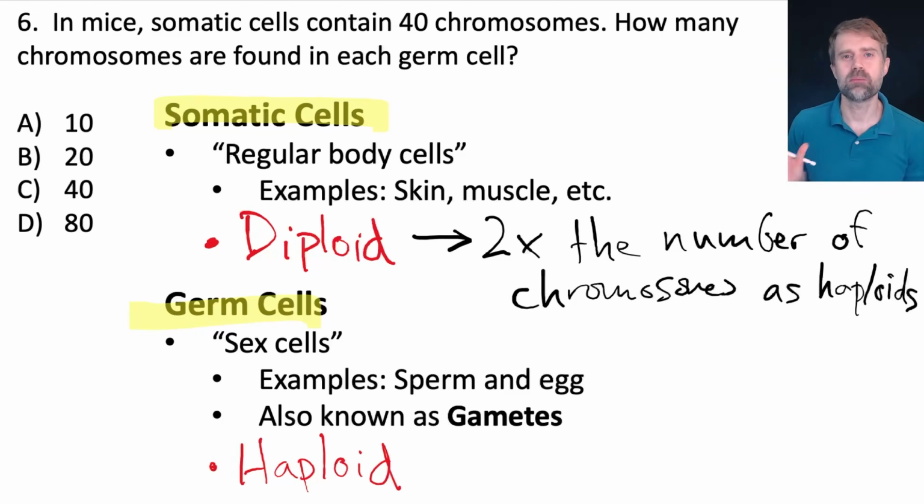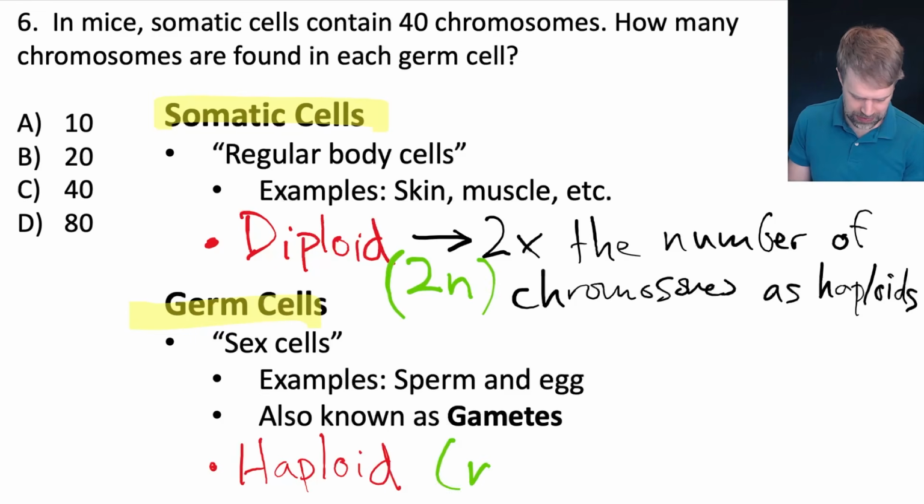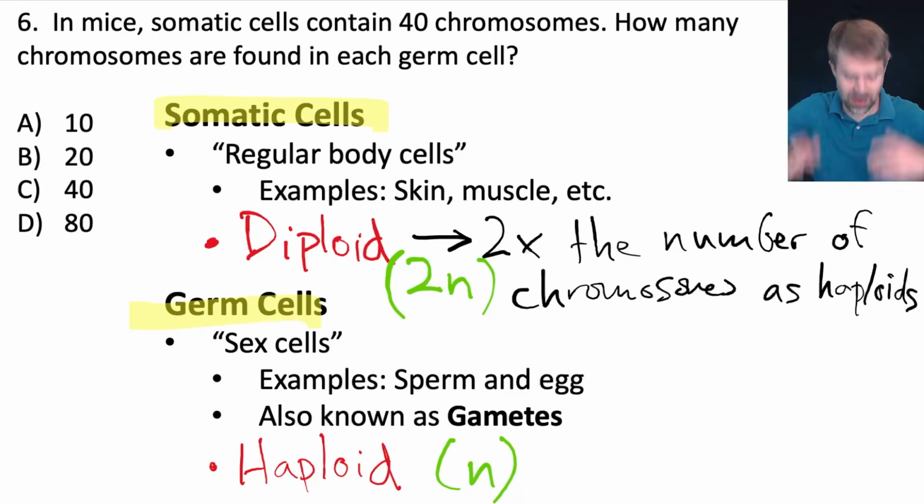And sometimes we use a little math to show this. We call diploid 2n, and we call haploid n. So whatever haploid is, diploid is twice that. So if you had some organism that had 10 chromosomes in a germ cell, its somatic cells would have 20 chromosomes. Got it? If you had haploid cells with 20 chromosomes, diploid cells would have 40 chromosomes.